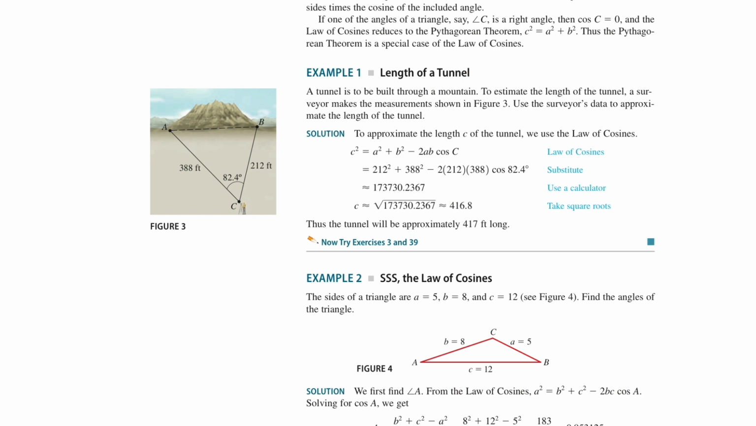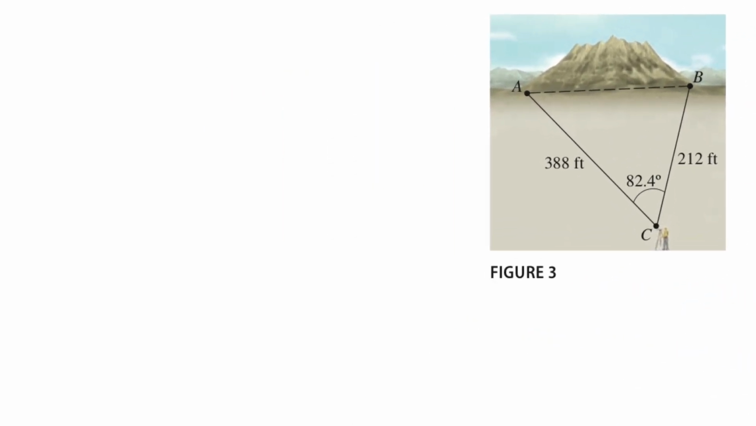So it's about the length of a tunnel. The tunnel is built through the mountain. To estimate the length of the tunnel, the surveyor makes the arrangements shown in figure 3. That's over here. So use the surveyor's data to approximate the length. So this is the problem worked out. So I will quickly work it out for you.